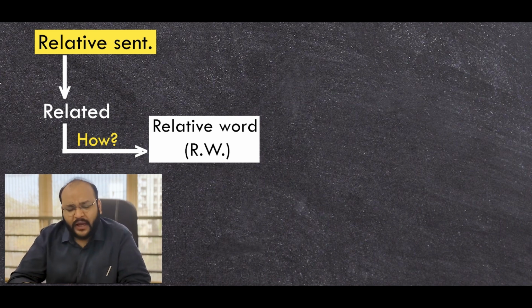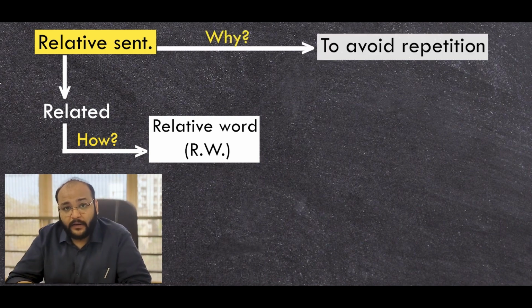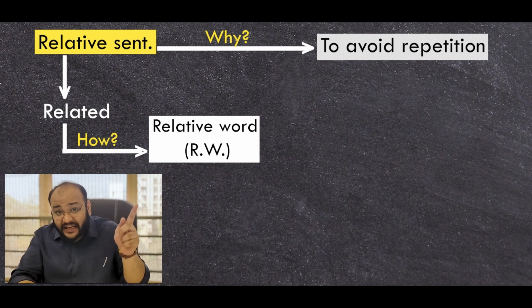Fine. But why do I need relative sentences in the first place? I had two different sentences, and they made perfect sense to me. Why do I need to complicate it? The answer is to avoid repetition. Repetition of what, you might ask? Repetition of the relative word.